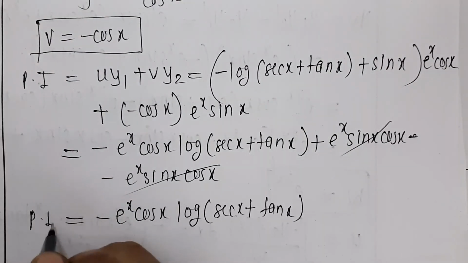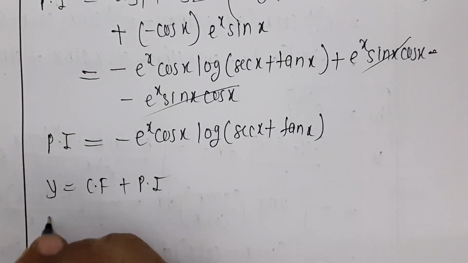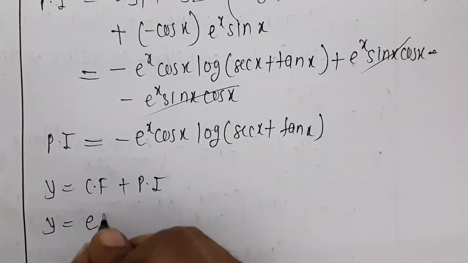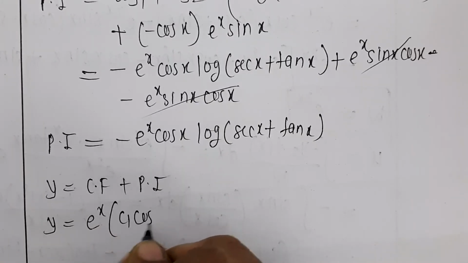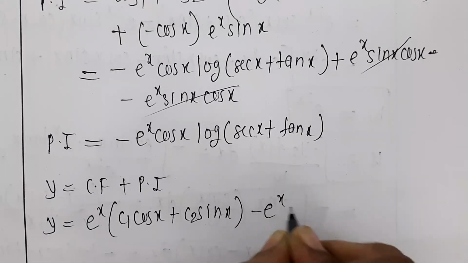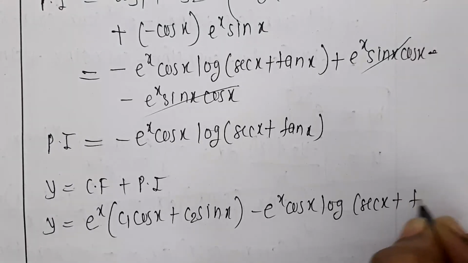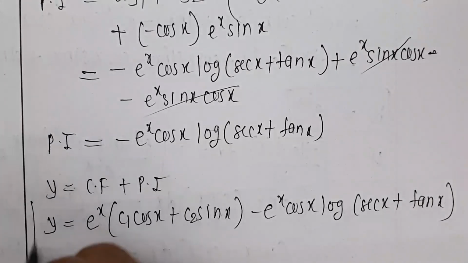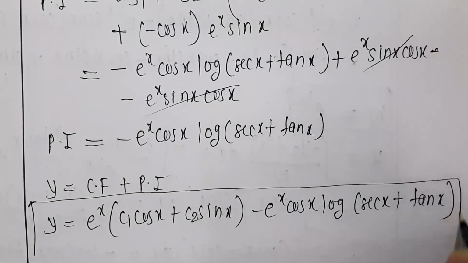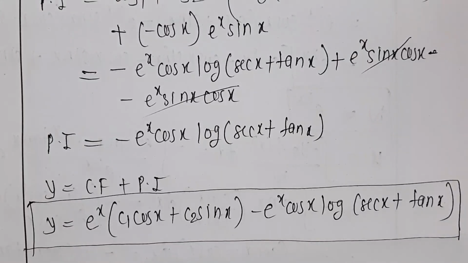This is our particular integral, and finally the solution is y equal to CF plus PI. So y is equal to e^x, in brackets c1 cos x plus c2 sin x, minus e^x cos x log of sec x plus tan x. So this is all about the method of variation of parameters. In the next lecture we are going to study Cauchy's differential equation and Legendre's differential equation. Thank you.